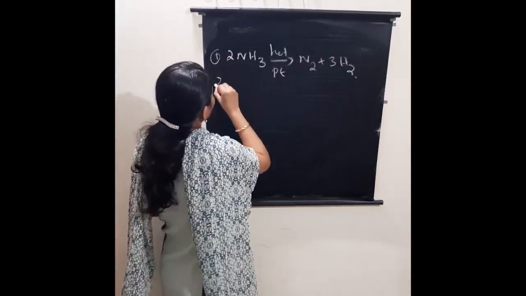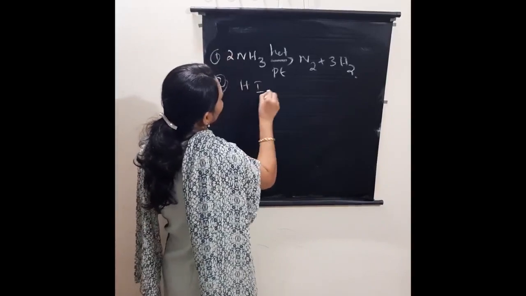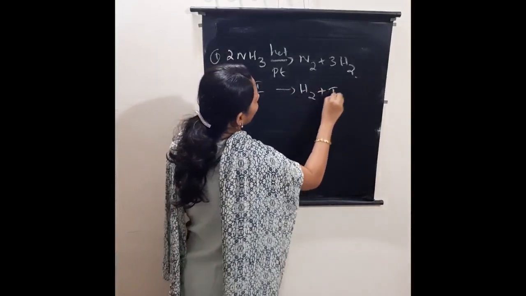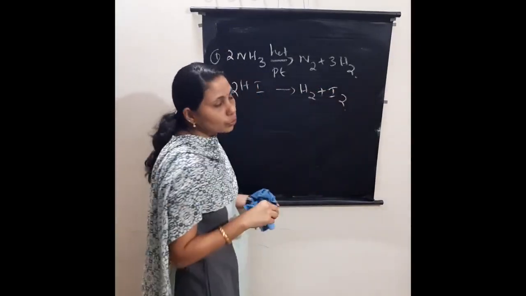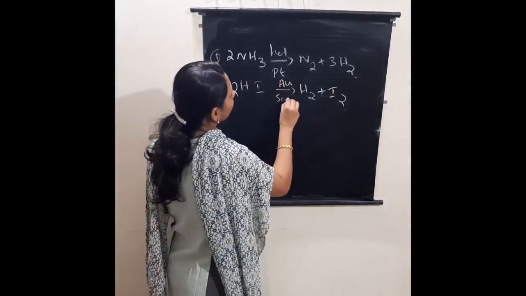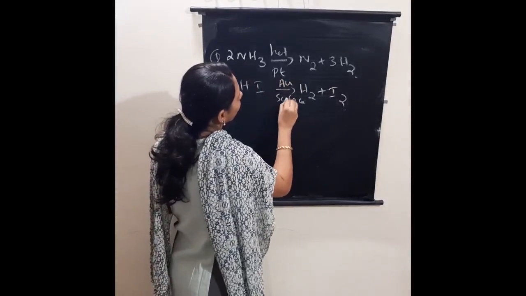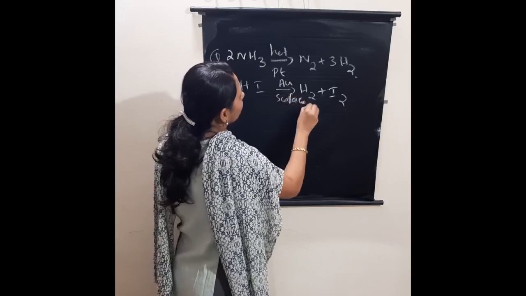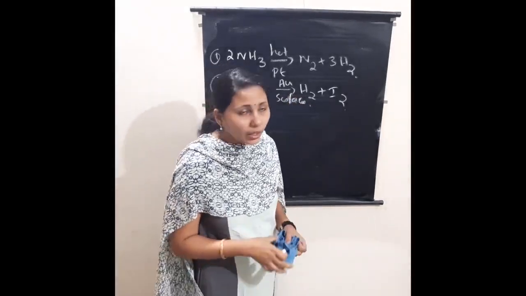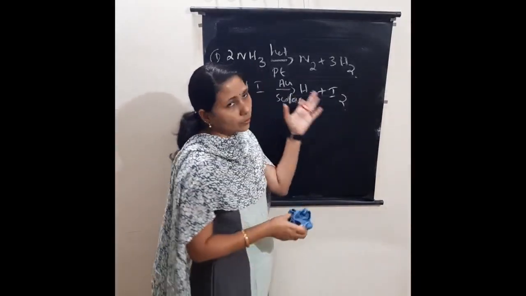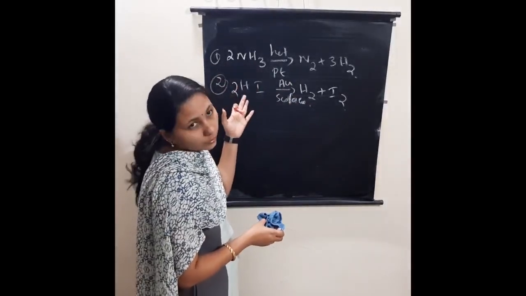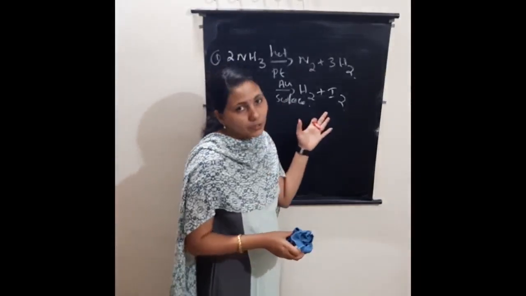The second example is decomposition of HI, hydrogen iodide, which gives H2 plus I2. 2HI gives H2 plus I2 on gold surface. Any two examples you can write. Some more examples are given in the textbook. So one is decomposition of ammonia, and the second is decomposition of HI in presence of gold.